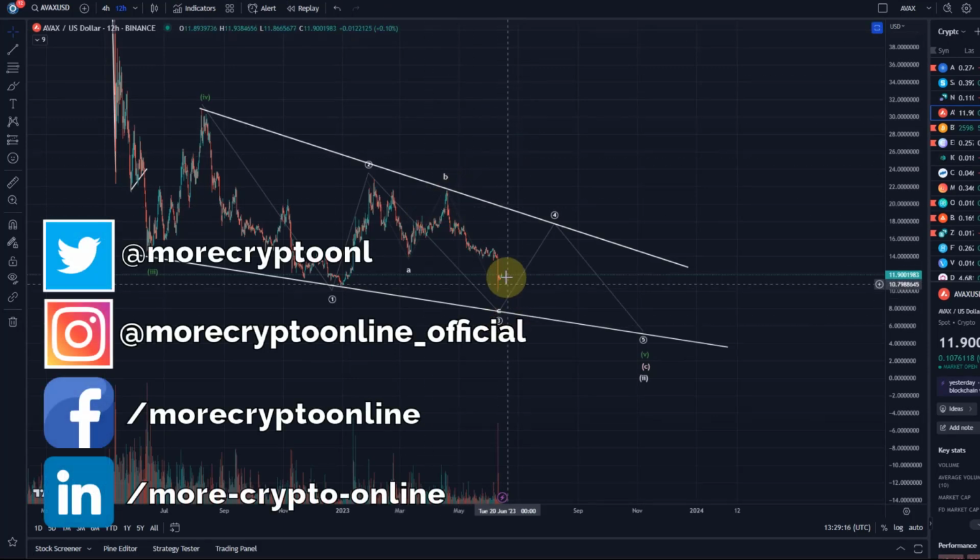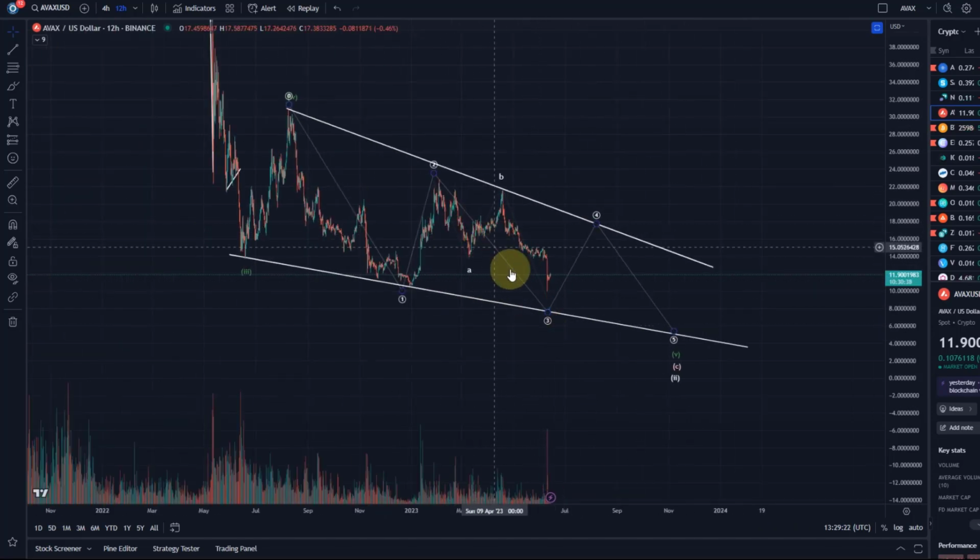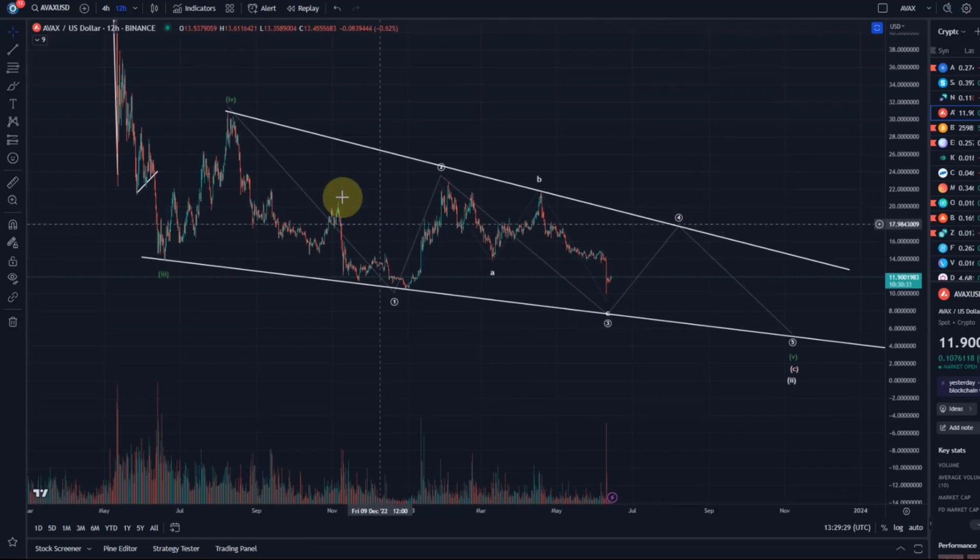AVAX continues to be in this correction here in this diagonal pattern or descending wedge. It obviously invalidated bullish potential and therefore has made a new low and is now probably moving down further at the moment. At least price at the moment would rather suggest that.